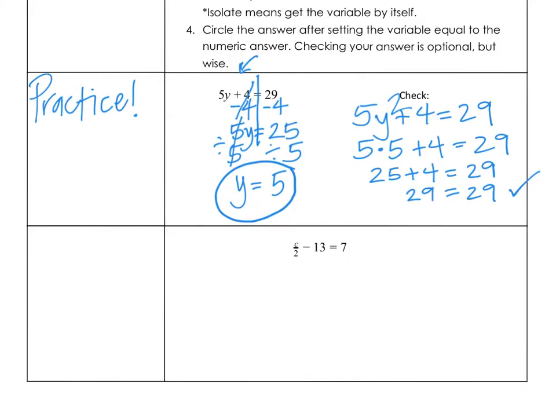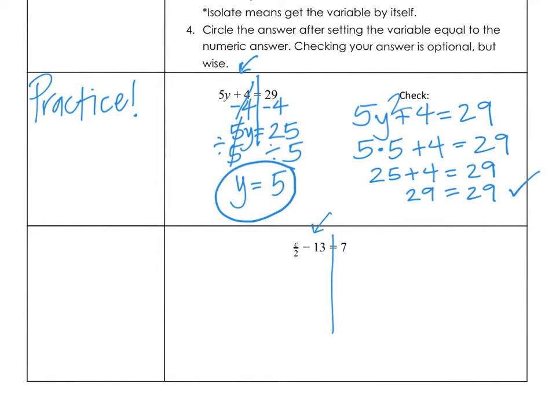Let's go ahead and try this one. I'm going to go ahead and draw that line through my equal sign. And my variable is on the left-hand side. My constant is the 13, because it's by itself. I also want to look at the symbol in front of it. So in the equation, we're subtracting 13.